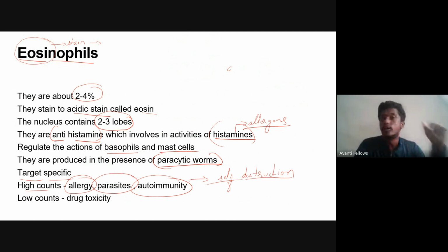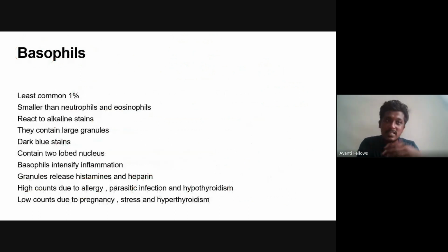Got it? Eosinophils react to the acidic stain, eosin. The nucleus is 2 to 3 lobed, very important. They are antihistamine in nature, so basically they control basophils and mast cells. And what is the other important thing? When are they produced? Whenever there are parasitic worms, allergy or autoimmunity, you can count on the eosinophil number being very high.